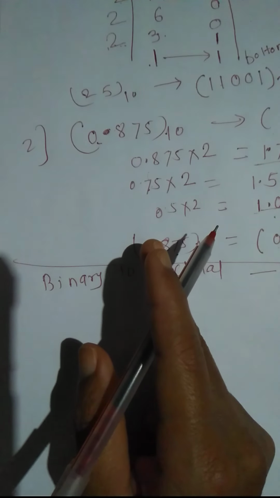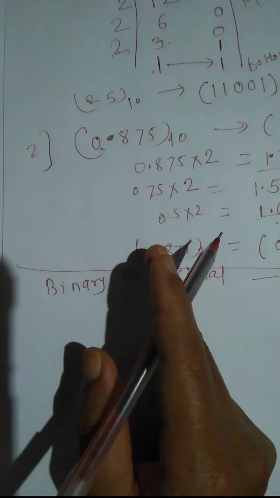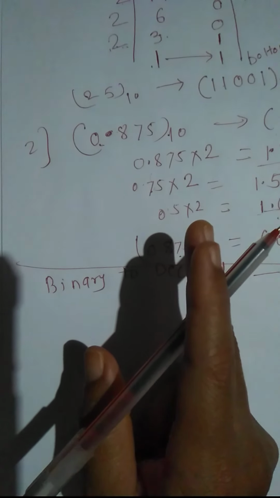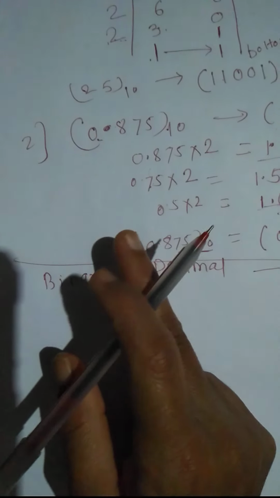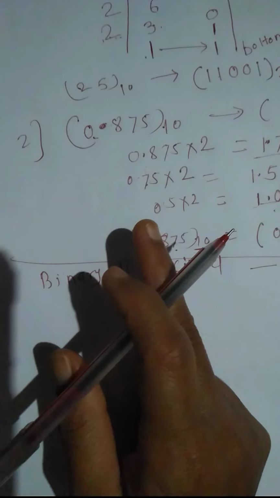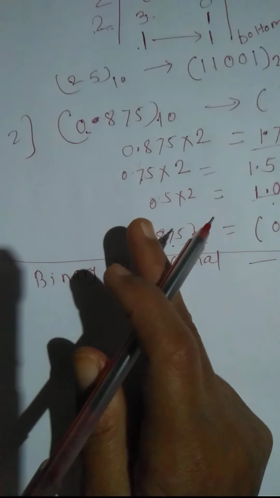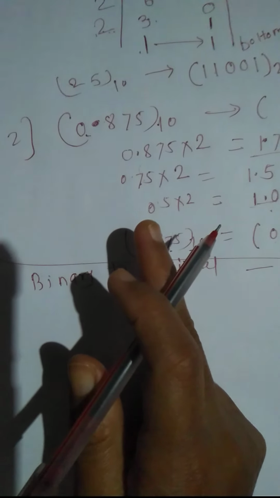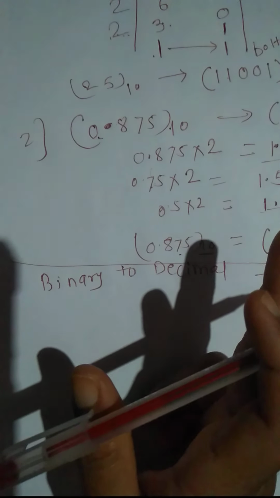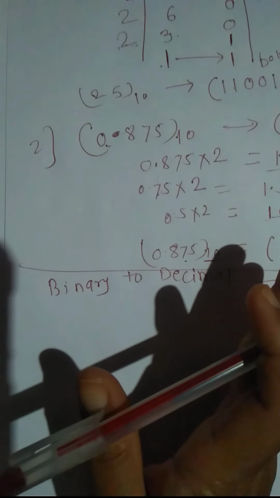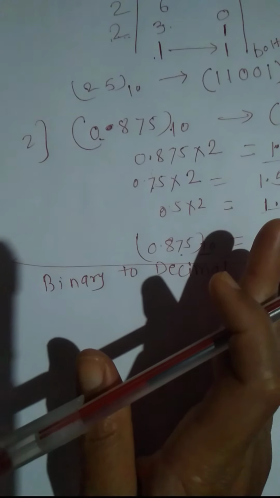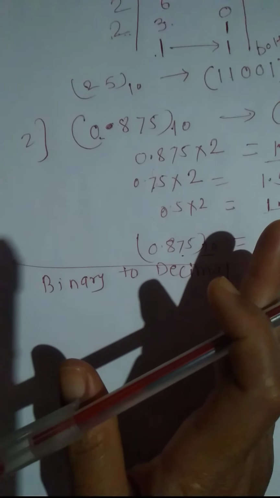So the bits to the left side are multiplied by powers 2 raised to 0, 2 raised to 1, 2 raised to 2, from LSB to MSB. And the bits to the right of the decimal point are multiplied by negative powers of 2, that is 2 raised to minus 1, 2 raised to minus 2, 2 raised to minus 3, different weighted positions in terms of negative. That is the weighted position you have to assign for any binary number.